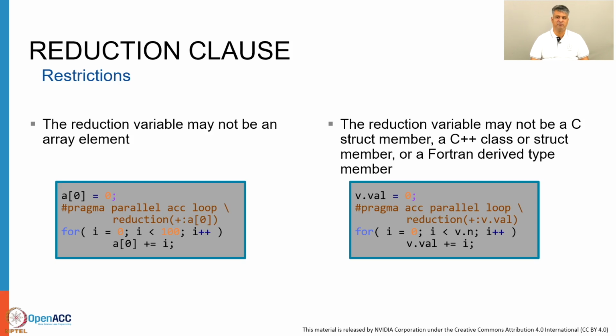Similarly, the reduction variable may not be a struct member for C or a C++ class member, or it cannot be a Fortran derived type member. Looking at this particular example, you have v.val, which is essentially a struct member, and you cannot do the reduction on v.val. You will have to do it again on some sort of temporary variable and then assign it to v.val.